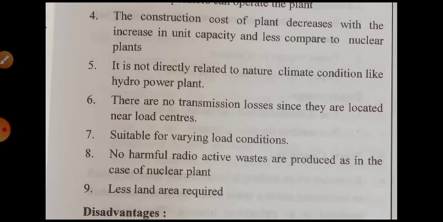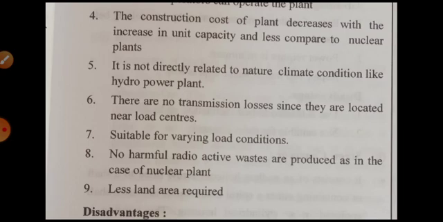Construction cost is much lesser because, as the power plant gets bigger, the cost of its construction decreases per unit. It is not directly related to natural climatic conditions like a hydropower plant. That means, like a hydropower plant, we need a certain amount of rain every year, or an excess amount of rain like this year. Then our hydropower plant will work continuously. But in case of drought, there will be a complete shutdown of the hydroelectric power plant.